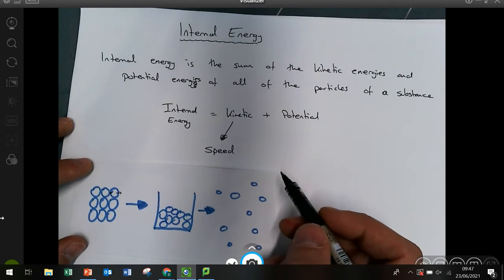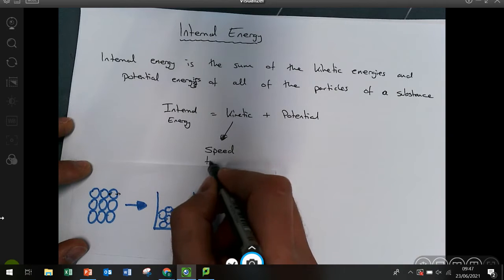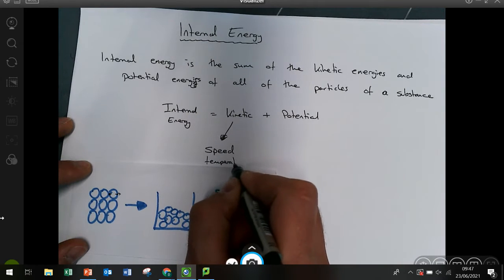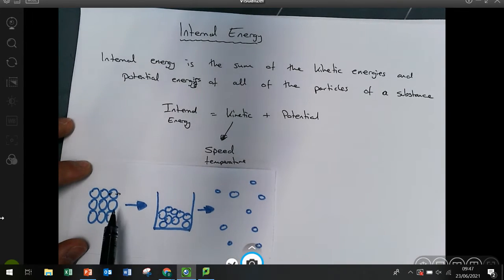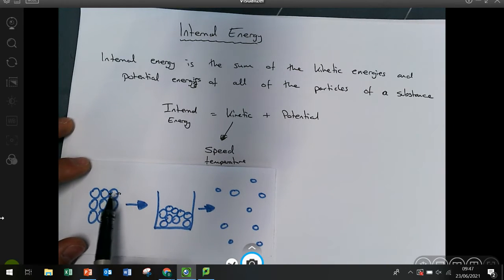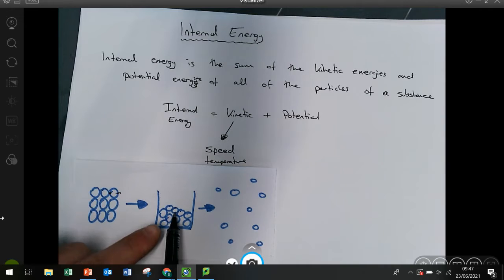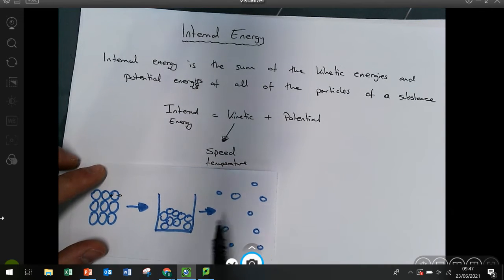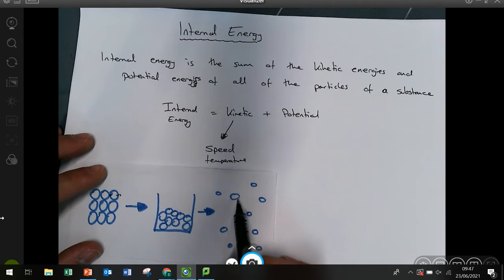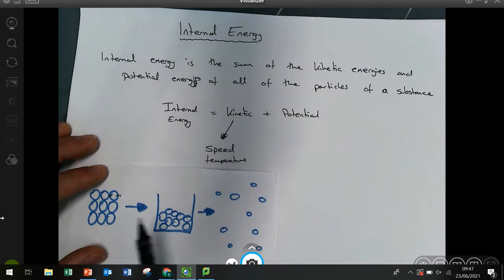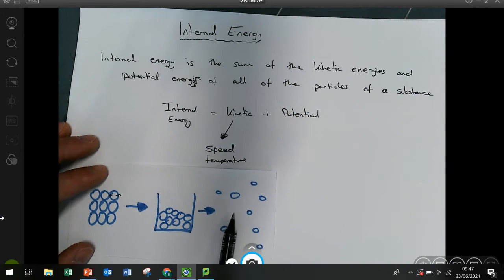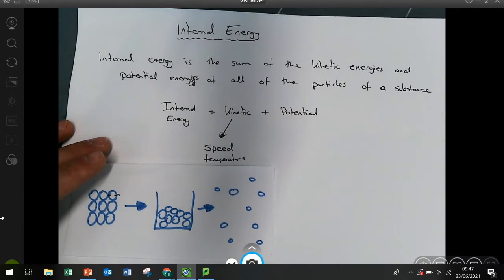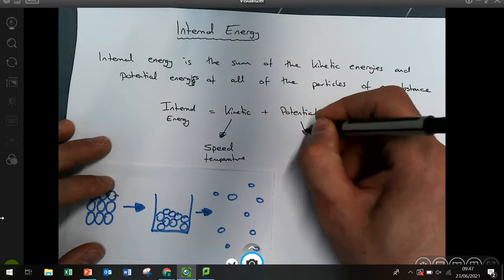The other thing that we can relate kinetic energy to is temperature. So if we take a solid and we heat it up, it will vibrate more or with more energy. If we heat a liquid up, the particles will move around faster. If we heat a gas up, the particles will move around faster. So within the same state of matter, we can change the kinetic energy by heating up the particles, making them move faster on average.